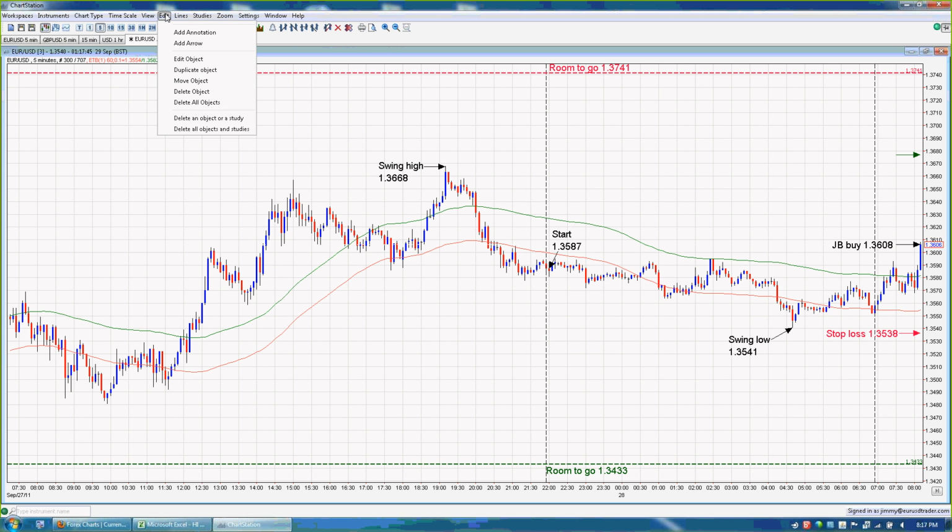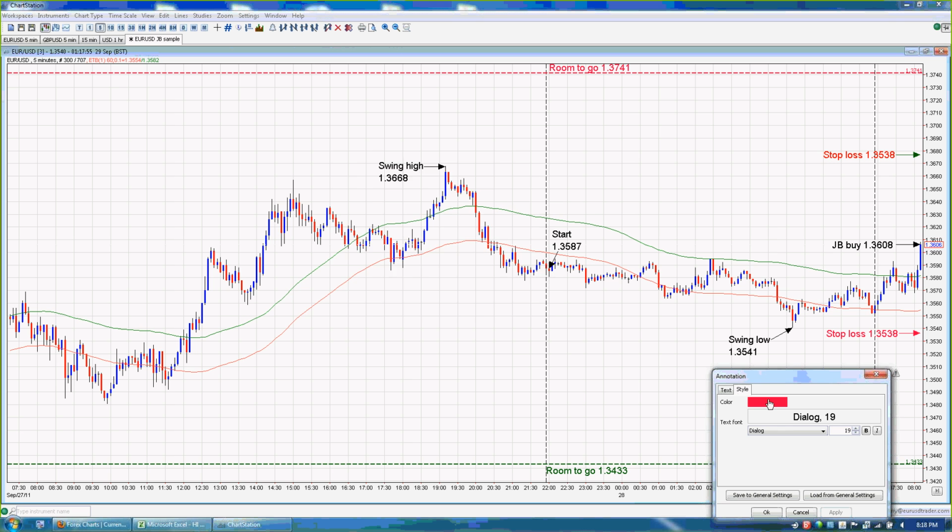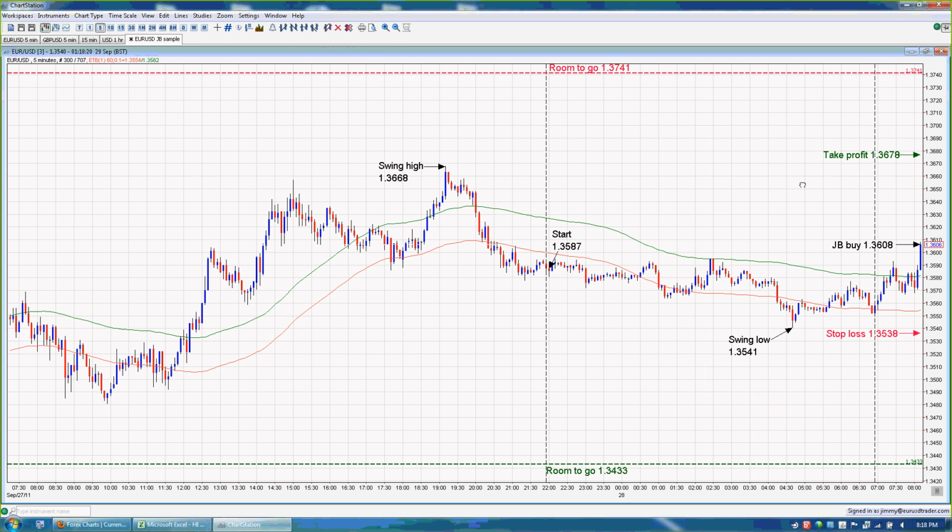And then edit, duplicate object. And we need to put take profit just so it's very clear. Here we go. Take profit. First of all, we want to make it green, and then we want to go to the text and say take profit. 1.3678, 70-point risk or 70 points profit. Let me say OK, apply it, and OK. So now we got our take profit.